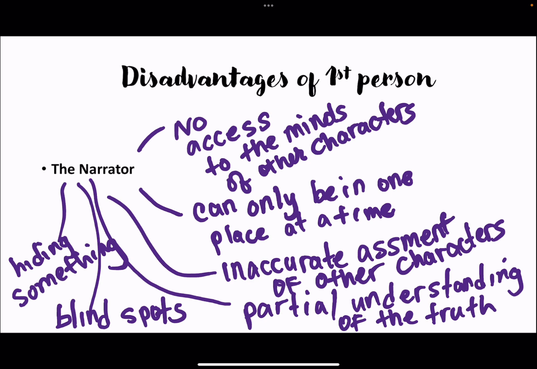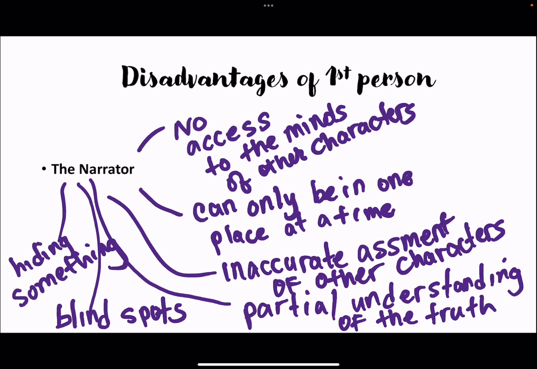Some of the disadvantages of first person, though, is the narrator does not have access to the minds of other characters. They don't know what they're thinking. So the information that they provide us is limited. And they can only be in one place at one time. So if the narrator is first person, they can't tell us about something that's happening in a different location or setting. And oftentimes, first-person narration, because it's coming from one person, is an inaccurate assessment. Sometimes they have inaccurate assessments of other characters.